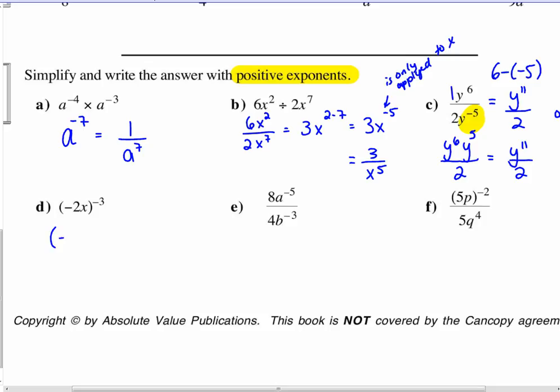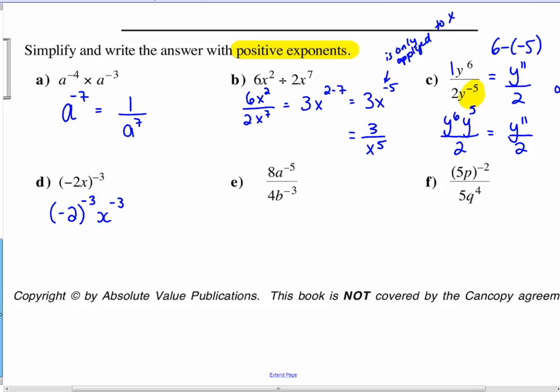Everything, both of them. So we're going to write it separately. -2 to the power of -3 and x to the power of -3. So -2 to the power of -3. To make it positive, where are you going to move that? On the bottom. So -2 to the power of 3. And we're going to move x to make it a positive exponent.